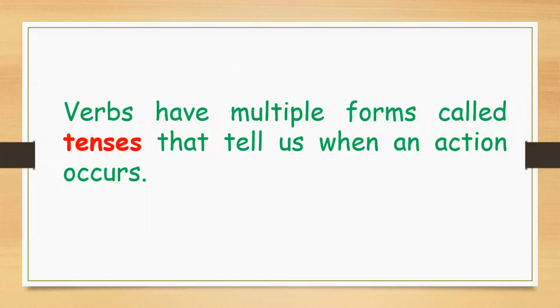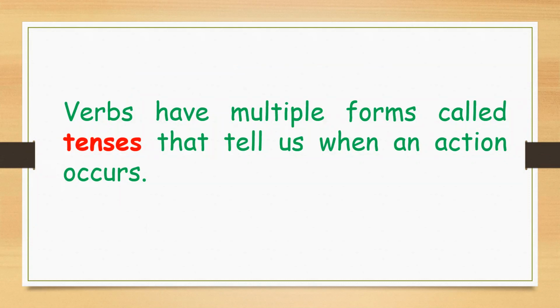Verbs have multiple forms called tenses that tell us when an action occurs. So as I told you in the previous class, verb means action word. So the verb has multiple forms which is called as tenses. The word tenses, T-E-N-S-E-S. So it has multiple tenses. So why do you have multiple tenses for the verbs? It will tell us when an action occurred, whether it is past or present or future or it's continuing. So many things are there with the relation with the word action.